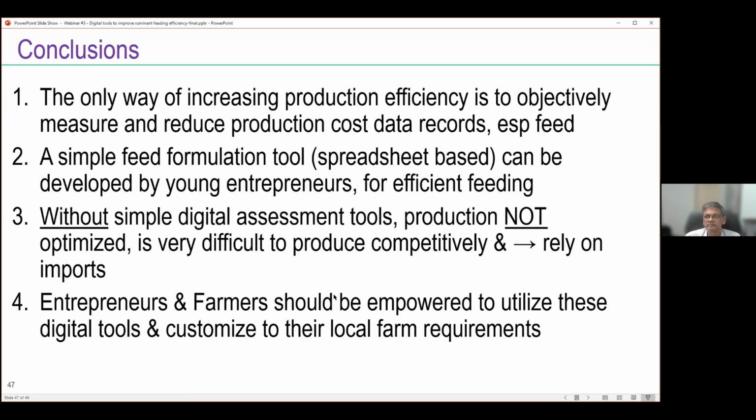Okay, back to you Dr. Shan. Okay, so saya dah masuk conclusion. I hope, saya punya idea is we want to generate more discussion lah sebab to make the people understand. So bagi saya the only way to increase production is objective measure dan reduce production cost is to use digital tools. Kalau tidak, I think it's very difficult. And yang saya tunjuk is a simple spreadsheet base. Of course, kalau nak beli commercial boleh, cuma whether it's worth the money, I tak tahu lah.